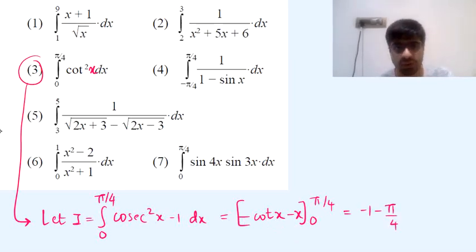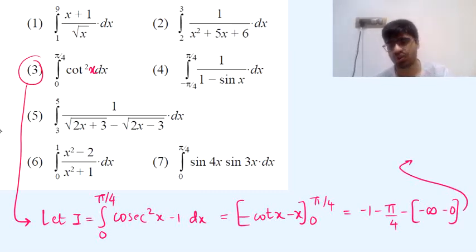Then you have cot 0. Cot 0 would be infinity. So that's minus infinity and minus 0. So the final answer here would be infinity, or you can just say not defined. So yeah, the final answer for this integral will not be defined.